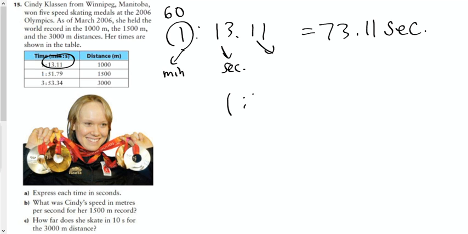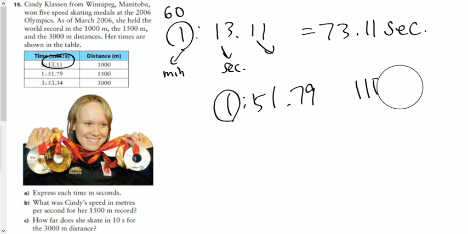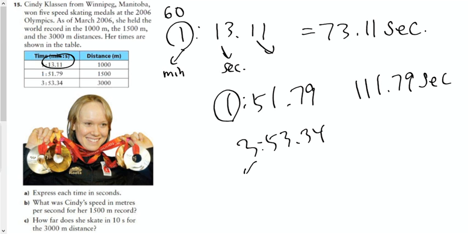So 1 minute, 51 seconds, or 51.79, will be 111.79 seconds, because this is 60 again. And the third one, 3:53.34. This is going to be 180 seconds, because 3 minutes is 180 seconds, plus 53 is 233.34 seconds. Okay. So those are the three times converted into just seconds, no minutes involved.